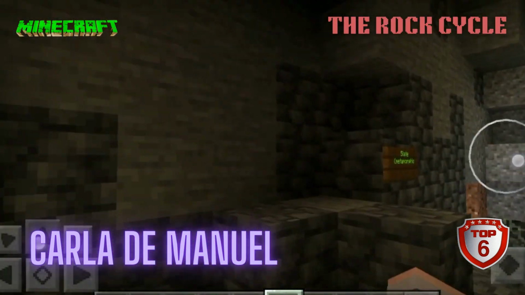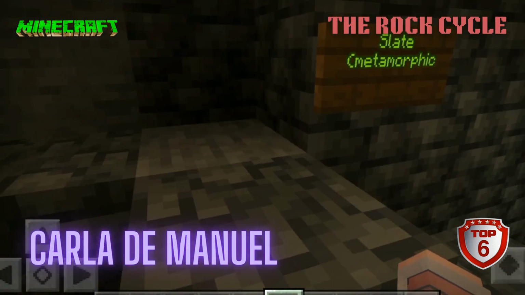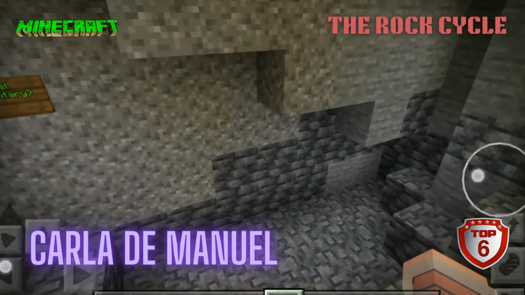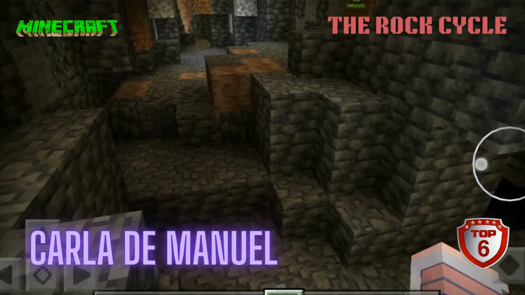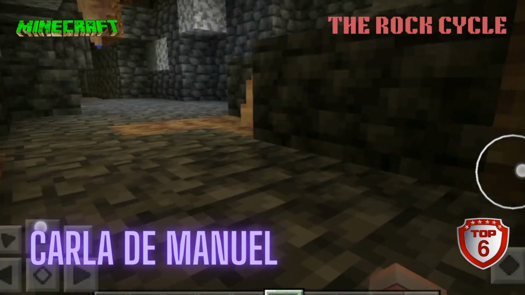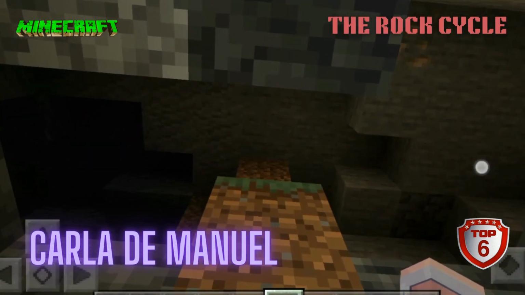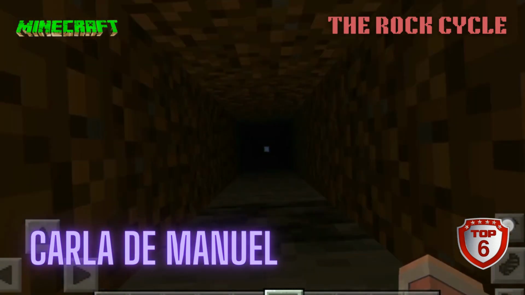And here I have the slate that will be a metamorphic rock. The slate was a rock in the past, but due to the extreme pressure and temperature of the cave, it has turned into a metamorphic rock. And the gravel is a sedimentary rock formed by the compaction of sediments or fragments of other rocks. Let's see if I can go out of the cave.